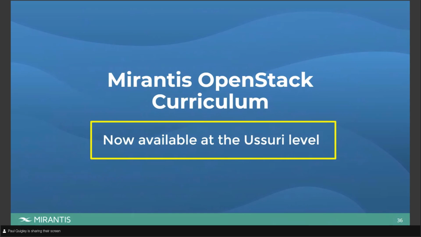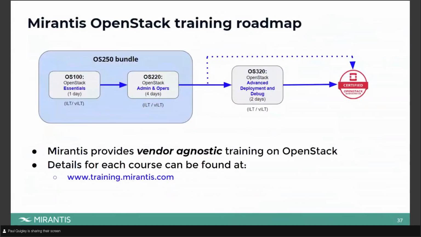Real quick on the curriculum, I know we're at the limit. That's why I said questions never get done. Training roadmap. There are 3 classes for OpenStack. An Essentials class, 1 day. Admin and Ops, 4 days. By the way, before Ussuri, that used to be 3 days. So I've added a lot more content into that class. Advanced Deployment. Again, that's 2 days. Used to be 1 day. I added in additional content plus a debug section. So we'll help you debug problems.